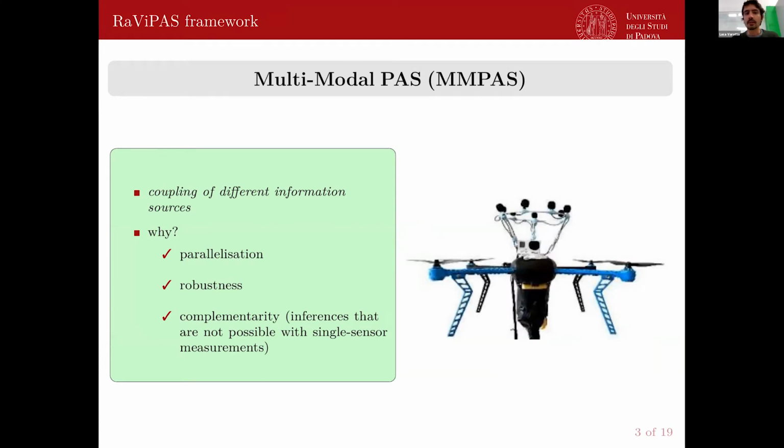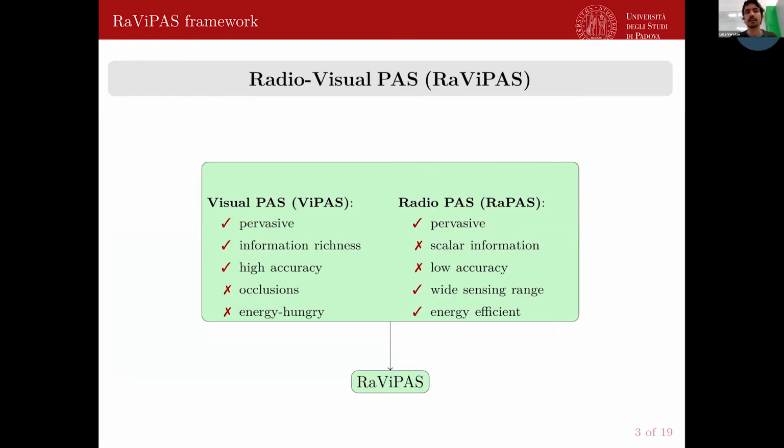Probabilistic approaches become multimodal when the belief map is generated according to multiple sources of information, like for example, an aerial platform or a ground platform with a camera and acoustic devices on board. And the multimodal approaches usually increase the parallelization, the robustness, and the complementarity of the approach. In this talk, I will more specifically focus on a radio visual implementation of multimodal approaches.